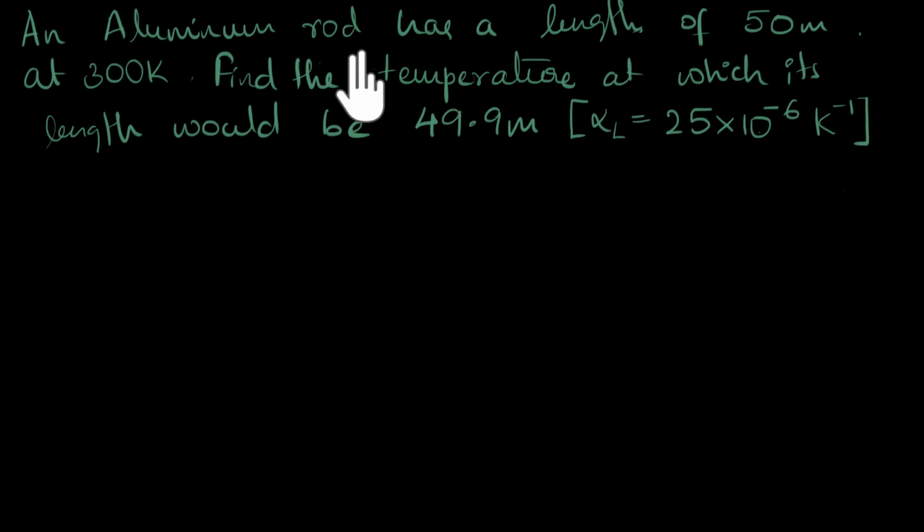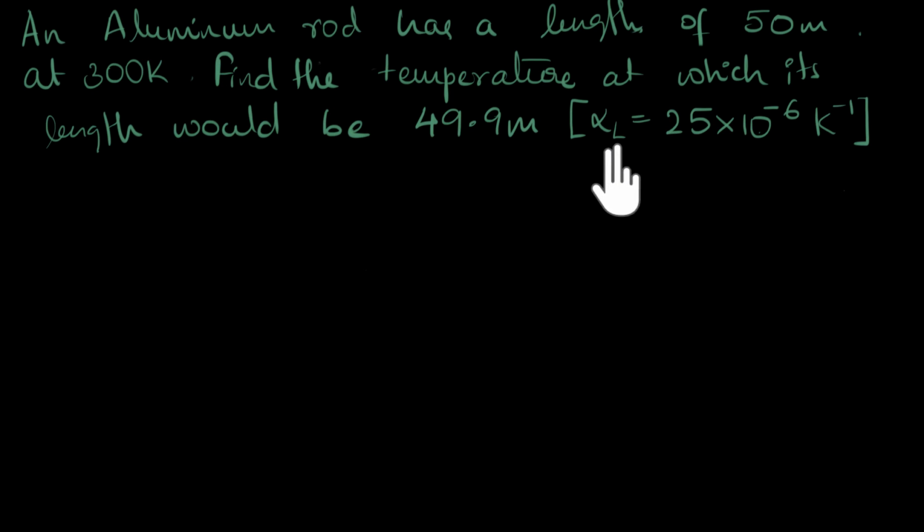An aluminium rod has a length of 50 meters at 300 Kelvin. Find the temperature at which its length would be 49.9 meters. Given the alpha L value, the linear expansion coefficient of aluminium is 25 times 10 to the minus 6 Kelvin inverse. Now, we might be familiar with most of the data, like the length and the temperature, but we might be wondering, what is alpha L?